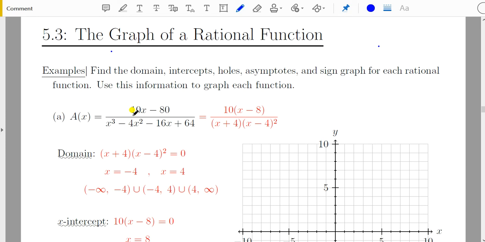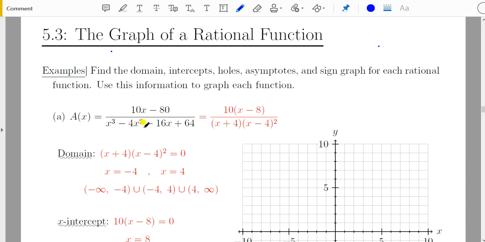So before we find the domain, x, y intercepts, or any holes and asymptotes, the best way for any rational function is to rewrite it in factored form on the numerator and then the denominator. On the top here, we can pull out a 10, the common factor, because 80 and 10 have a common factor of 10. So I take 10 to the front, and I have only x left here. When I take 10 out, 80 divided by 10 is 8 here.